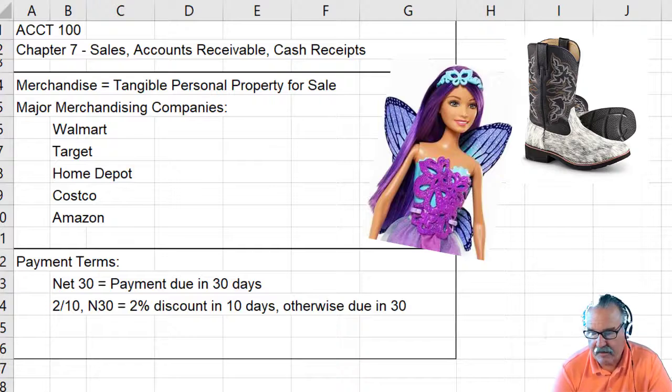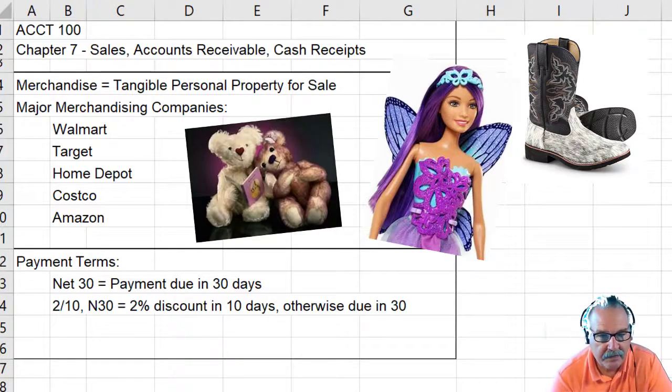So some of the big merchandising companies, of course, that I'm sure you've all heard of: Walmart, Target, Home Depot, Costco, Amazon. These are all companies that sell a product. Now, the focus of this chapter is going to be selling from a business to another business. In other words, a wholesale transaction.